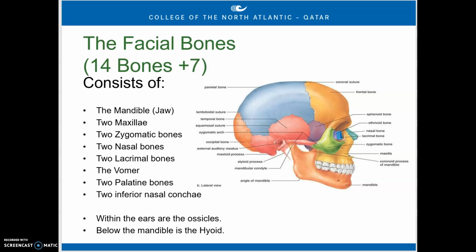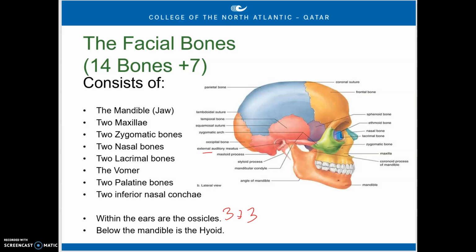Okay, so let's have a look at the facial bones now, and you can see from the title there, it's 14 bones plus 7. Now, where the plus 7 is coming from, let's talk about that real quick. Inside the ears, so if we look at the external auditory meatus, this area here, inside that there are going to be 3 little bones that we call the ossicles, and those are going to form the inner ear. So 3 little bones in there that help translate vibration into sound. We've got one of those on each side of the head, so that's 3 plus 3.